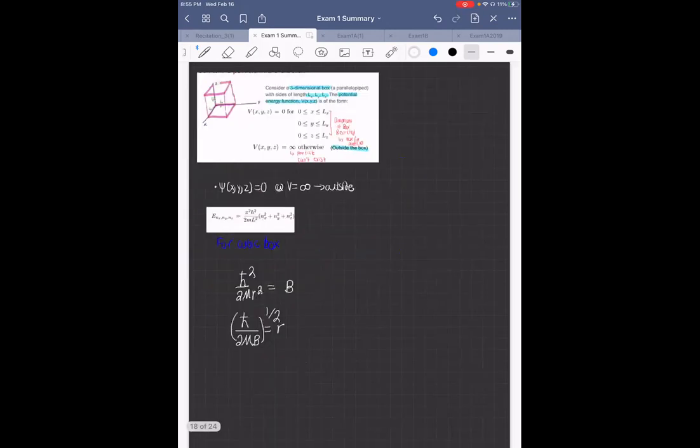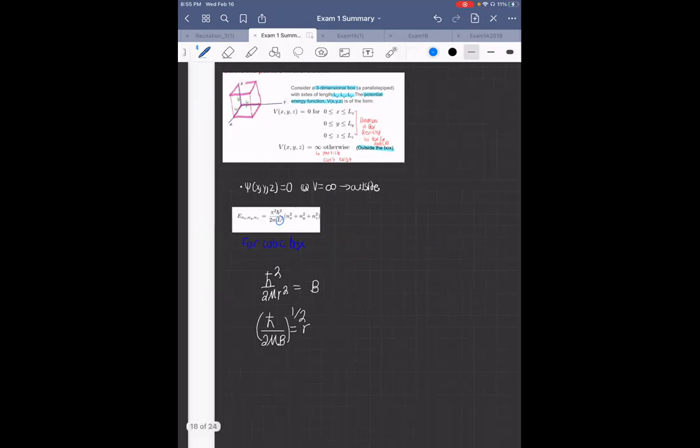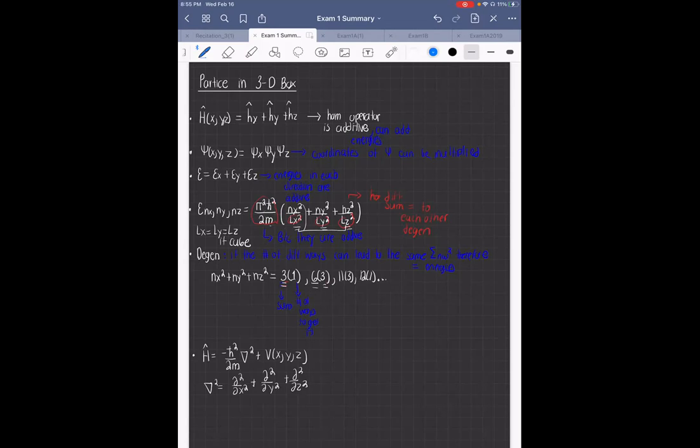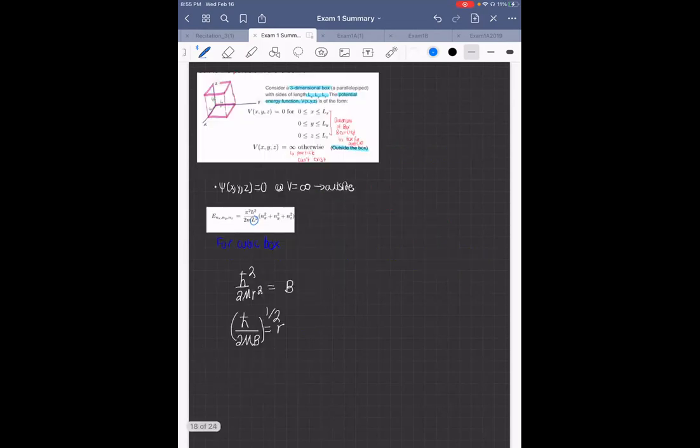And this is just to tell you what the box looks like. It's basically like a one-dimensional box, but with 3 dimensions this time. And for a cubic box, since L is the same, you can simplify L out of this equation. Okay.